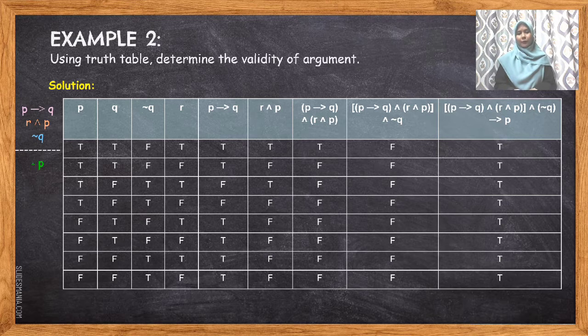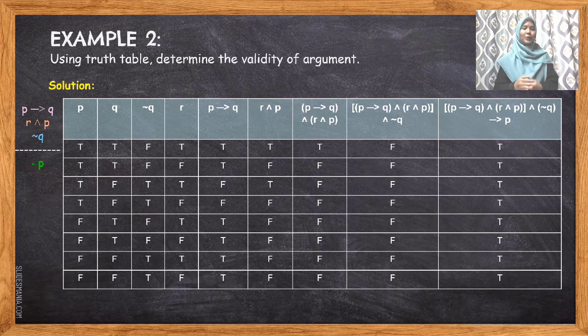Then false otherwise. So we get true, false, false, false, false, false. Next, for P implies Q and R and P, as I already explained, the truth value will only be true when both are true. Then all false otherwise. So we get true, false, false, false, false, false, and false, false.